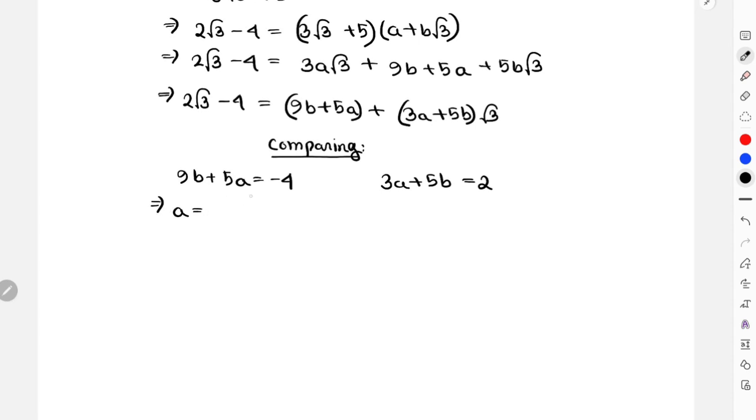So a is what? Minus 4 minus 9b divided by 5. Wait, this one turns out to be extremely difficult. 1 minute. Not difficult, but a little bit lengthy in that case. I think I can use elimination over here easily for the easiness of my working.